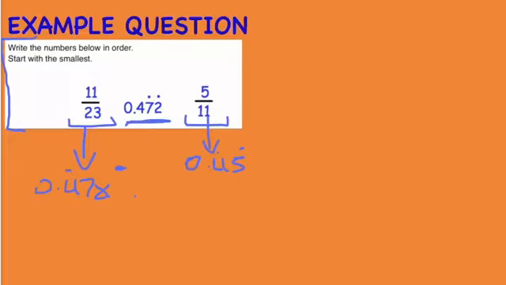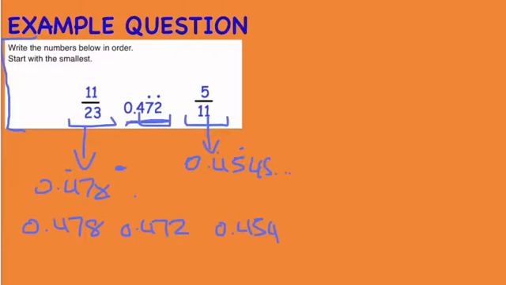So here we've been given 3 numbers to work off. So let's put all of these to 3 decimal places. So 0.478, 0.472, 0.454. You can imagine that 4, 5, 4, 5 there. So now we've got to put them in order, starting with the smallest.